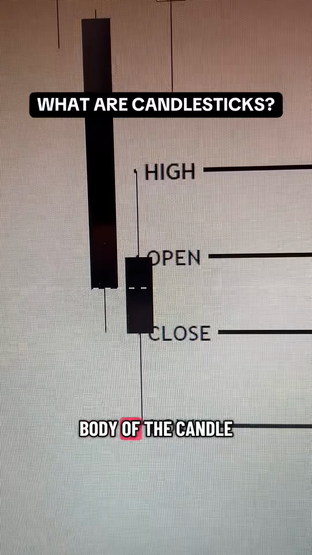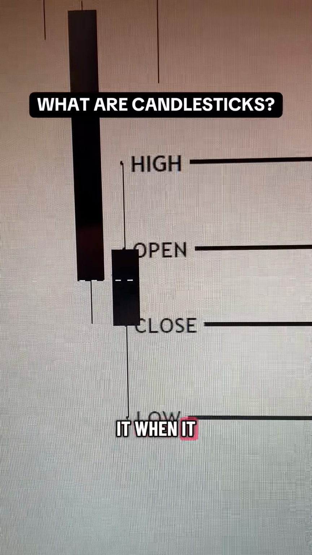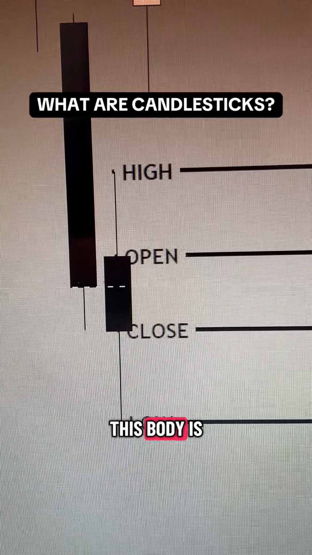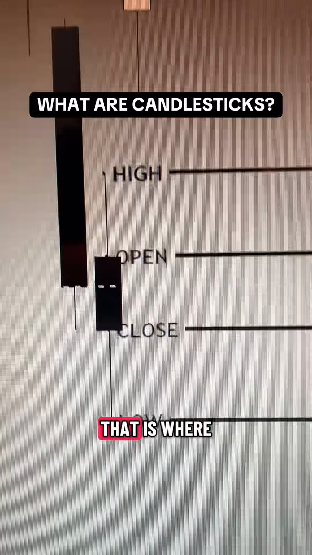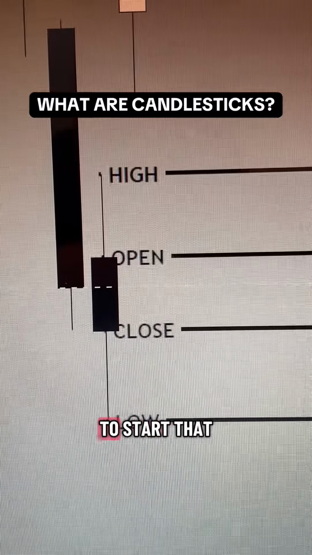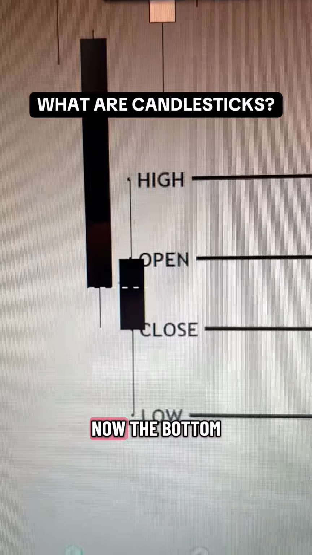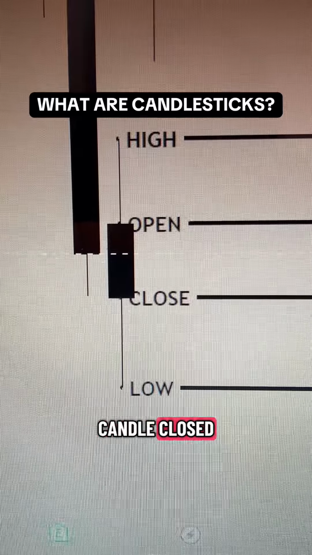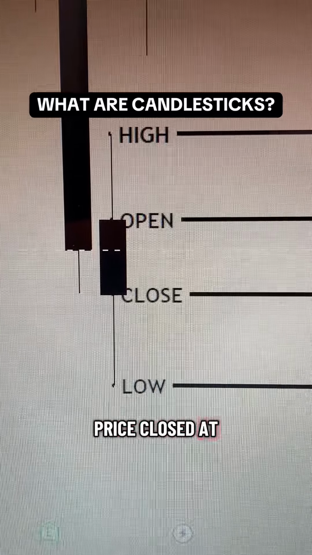Now for the body of the candle, when it is a red candle, the top of this body is the open of the candle. That is where price opened up to start that week of trading. Now the bottom of that body is where the candle closed, where the stock price closed at the end of the trading week.